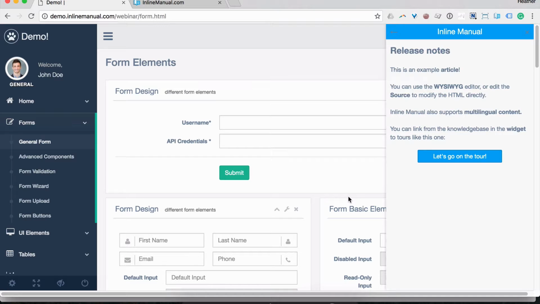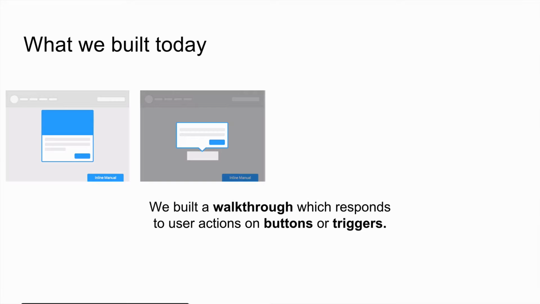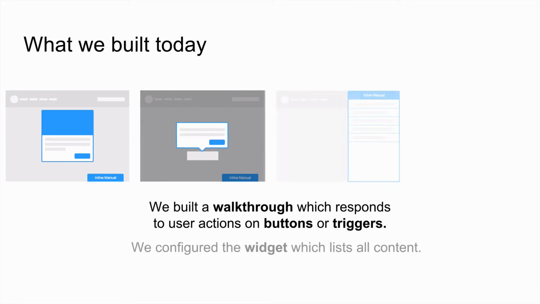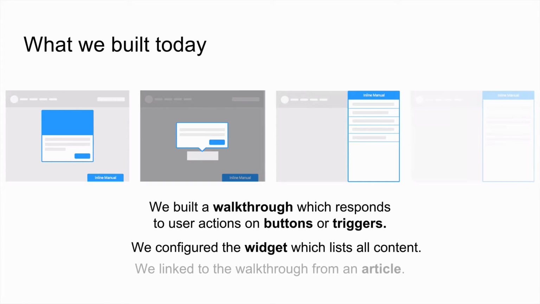So cool, let's see what we've just built. We created a walkthrough which responds to user actions on buttons or triggers like the element we highlighted. We used a backdrop as well. And then we configured the widget which lists all the content. So we hid something from the widget in that case. And finally, we linked to the walkthrough from a specific article.